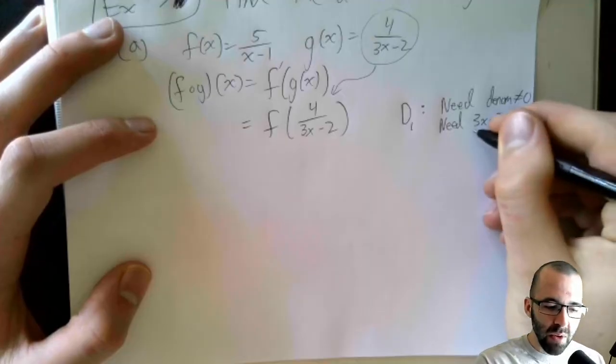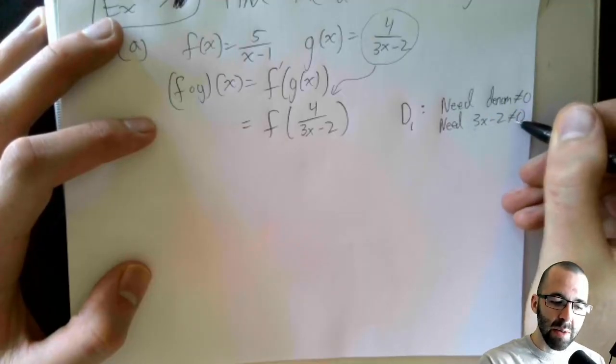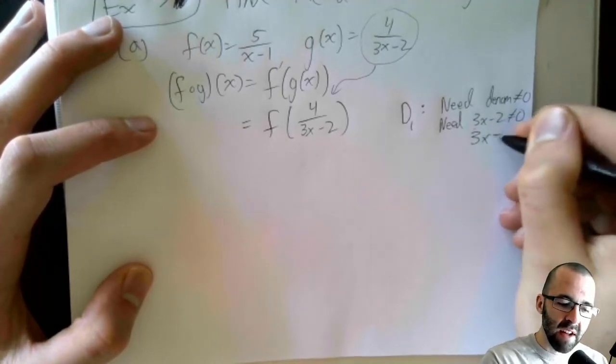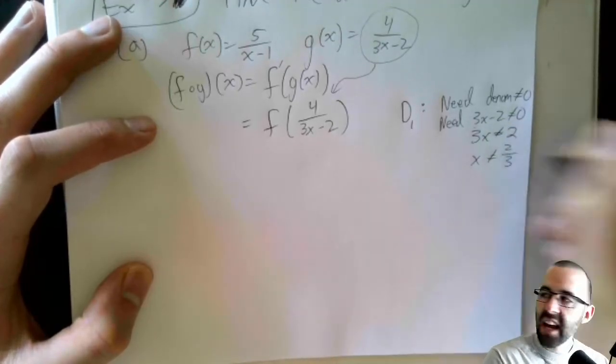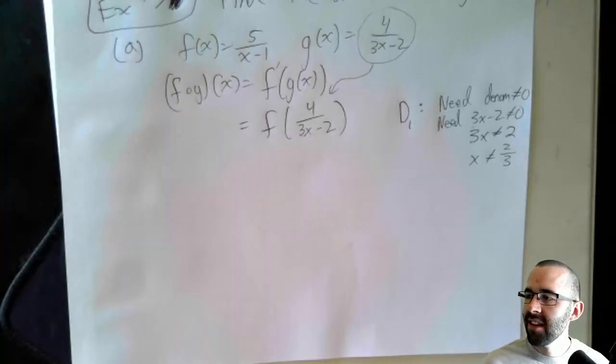So what's the restriction here? 3x minus 2 can't equal 0. Add 2 to both sides. 3x is not equal to 2. Divide by 3. X can't be 2/3.